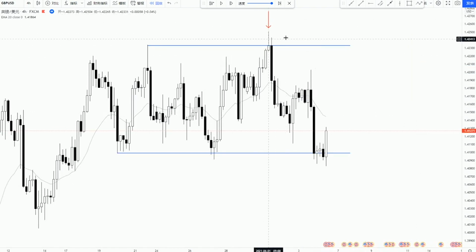If the price falls below this signal K line, this single K line reversal entry is established. If you look at what's going on in the market, the red arrow is the single K line we just had, the reversal K line after the price breaks the entry. It's a very simple drop, there's nothing to say. The point is the entry logic.